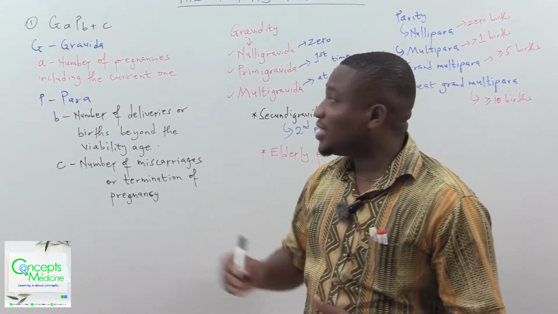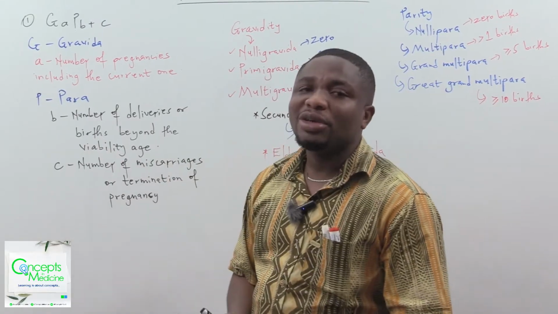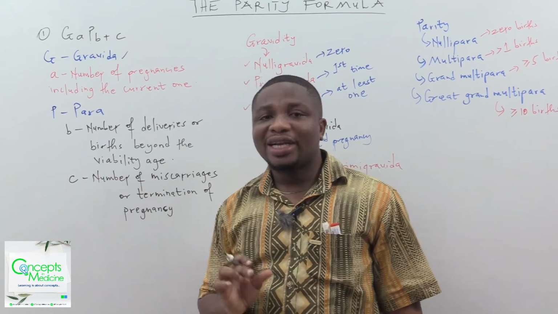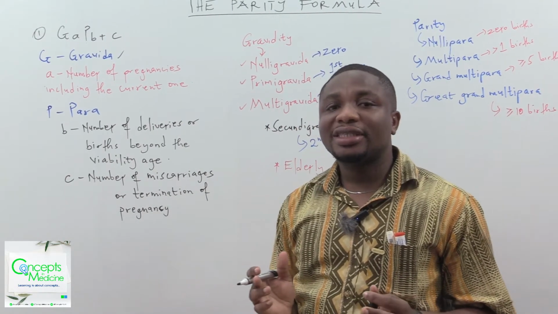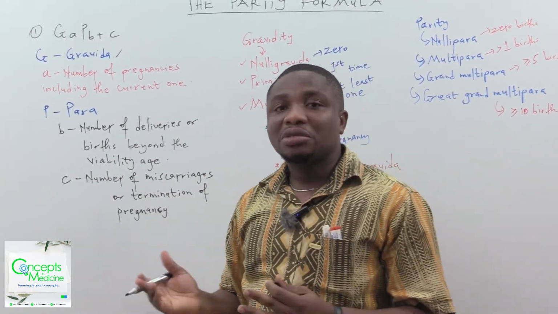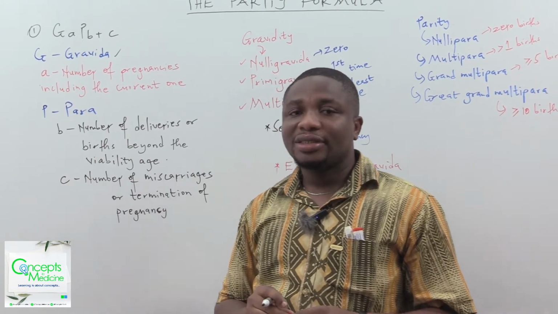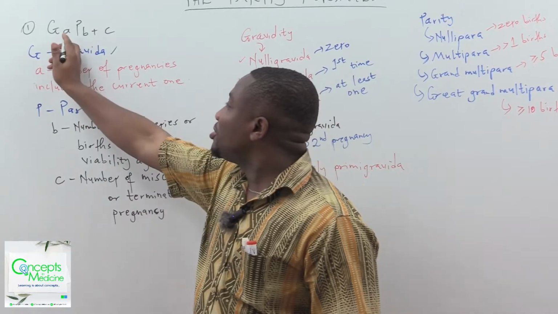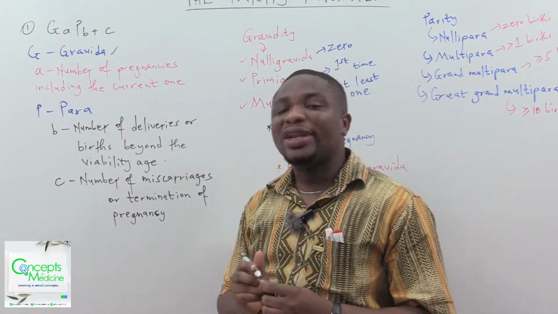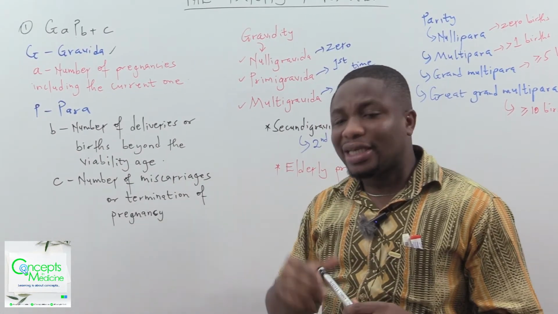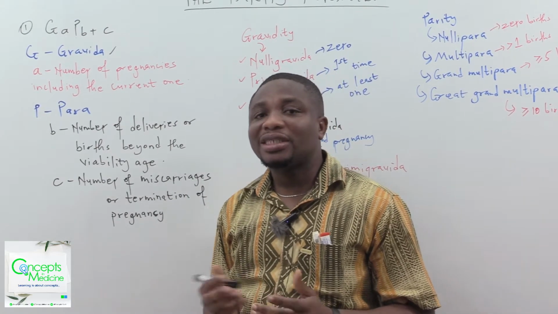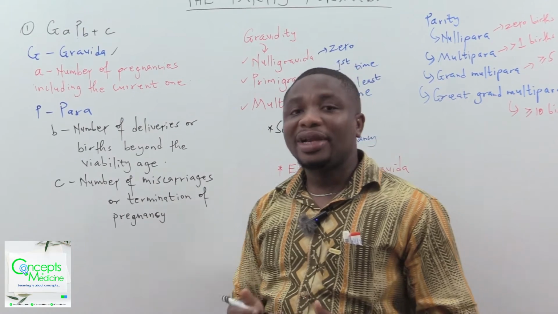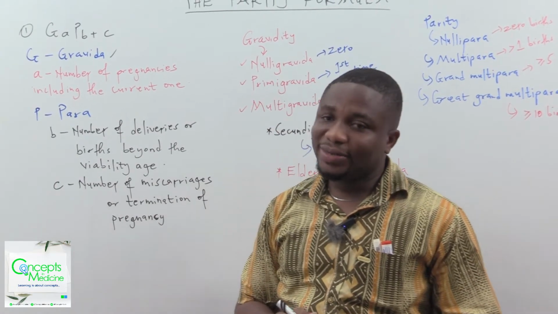Let's take the first one, which is the G. G simply means gravida. When we say gravida, it means that you are pregnant. Gravida means pregnancy, or gravidity is synonymous with pregnancy. So when we say gravida, it means you are pregnant. The subscript A simply refers to the number of pregnancies, including the current one. It means that anytime we use the G in the formula, it means currently you are carrying a pregnancy.